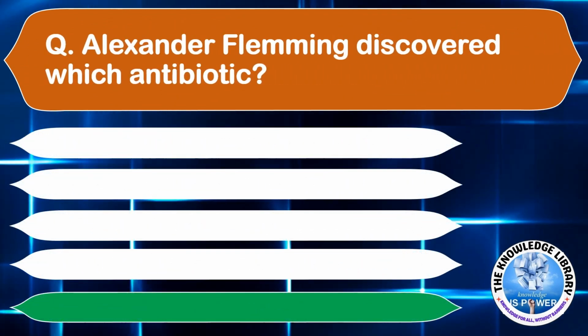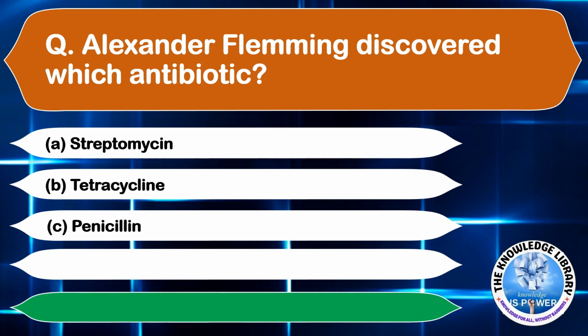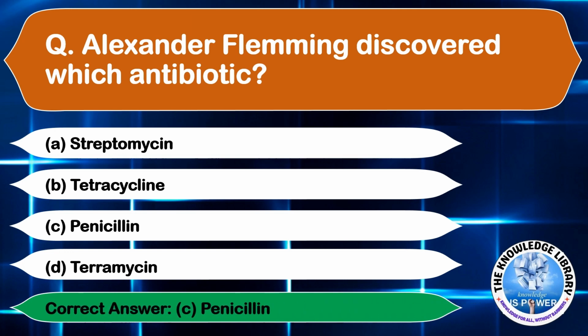Alexander Fleming discovered which antibiotic? Option A, streptomycin. Option B, tetracycline. Option C, penicillin. And option D, terramycin. The correct answer is option C, penicillin. Moving on to the next question.